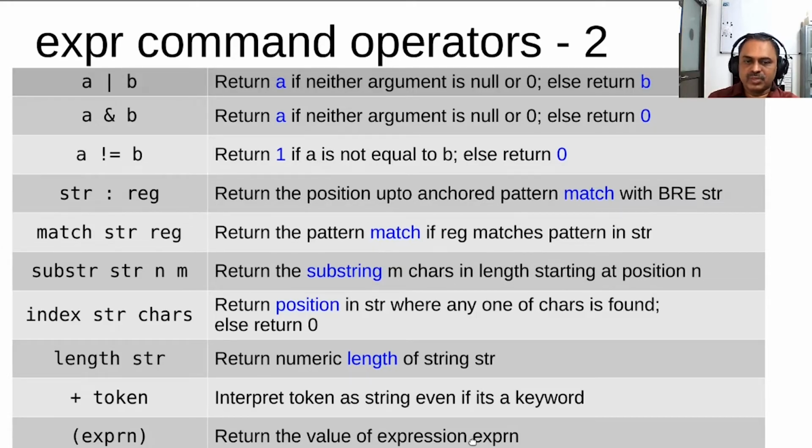You could also use the index command to check what is the first occurrence of any of the characters listed in the third argument which are available in the string, which is specified in the middle. You could also find out the length of a string using the expression. So expr length string would give you the length of the string. And there are also two special commands available to override the default behavior of keywords that are available in the bash environment. So let us now look at some of these examples, both the arithmetic as well as expr commands.